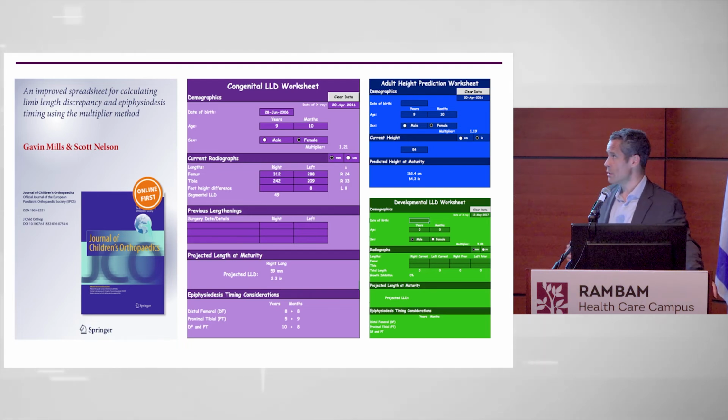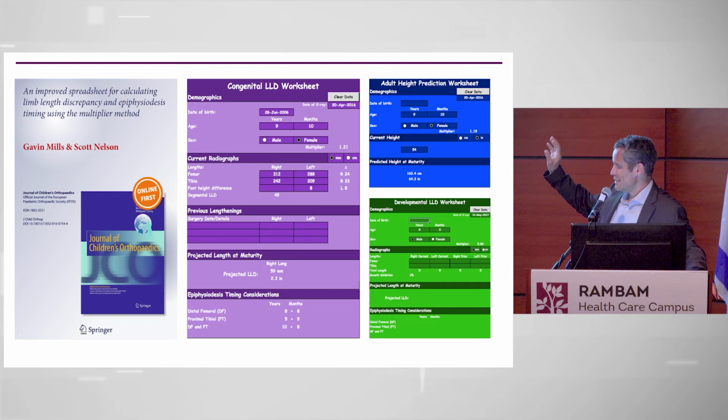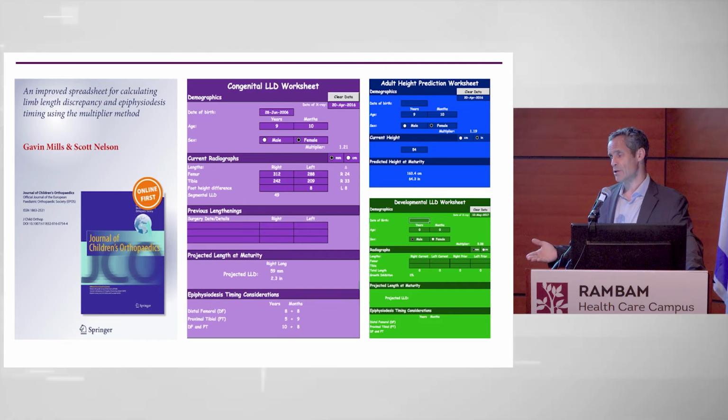previous lengthenings section there is helpful because we can just free type in when the surgery date was, and then put the length that we lengthened at that time under right or left. And that actually programs into the mathematical formula to affect the limb length discrepancy. Because if you have a patient with a given limb length discrepancy and they've had a previous lengthening, then your predicted amount is going to be different than it would if that was their natural amount of limb length discrepancy.